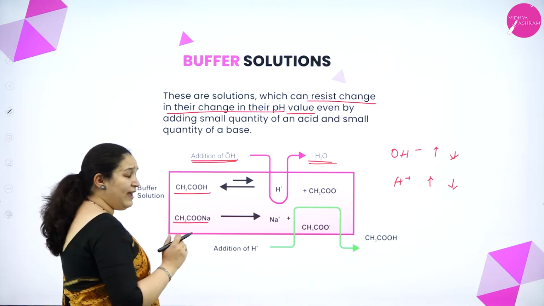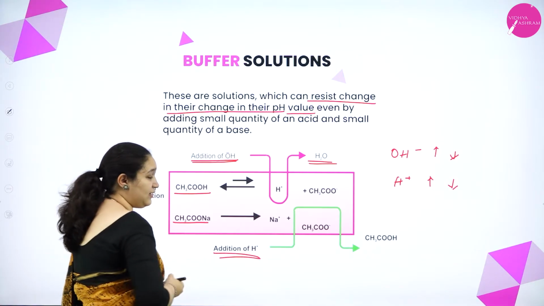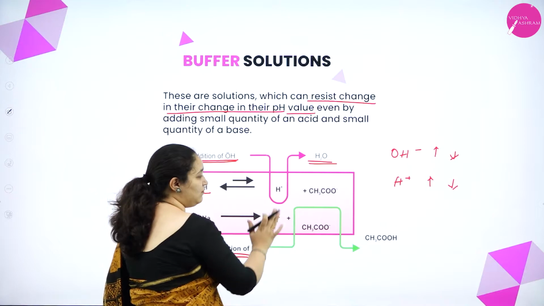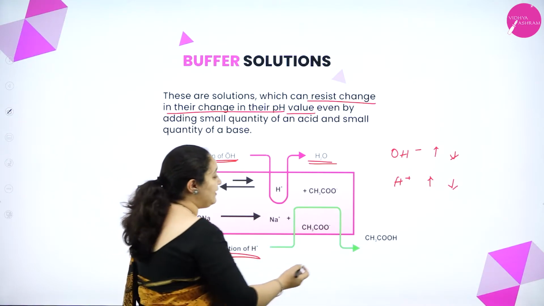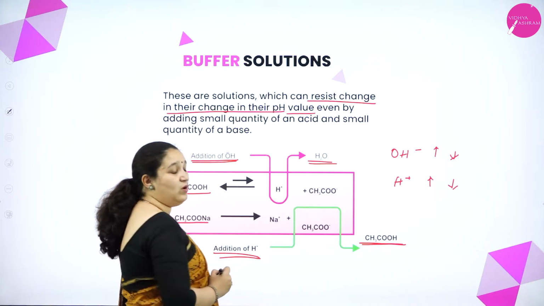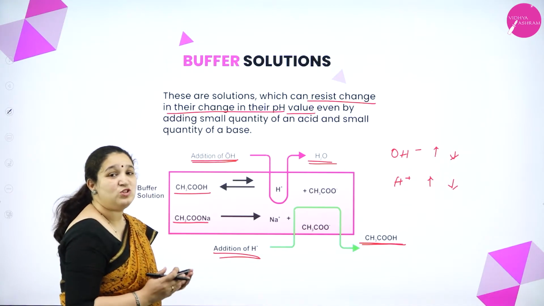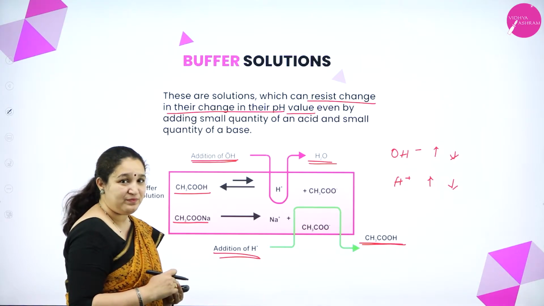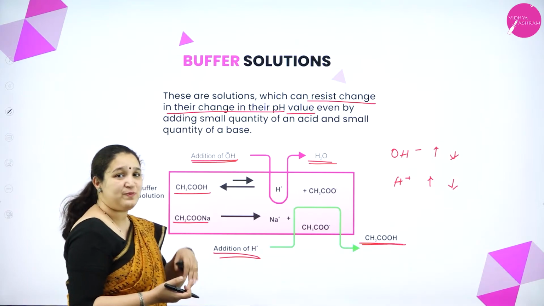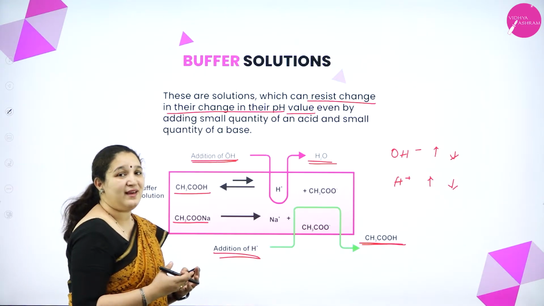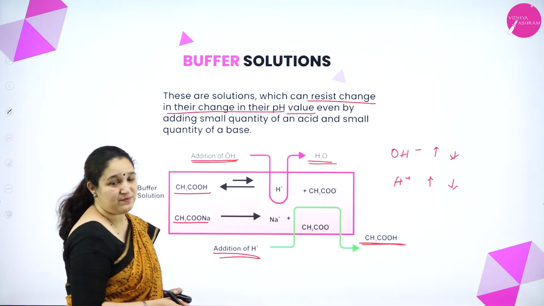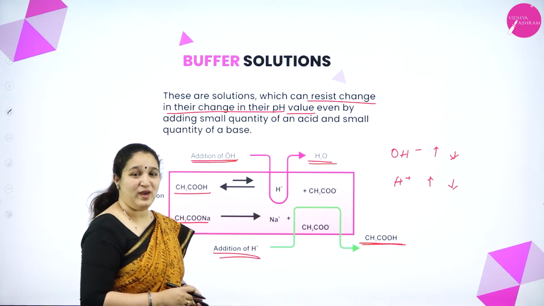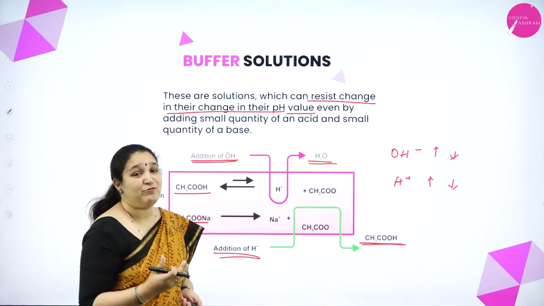Similarly, if I add an acid which contains H plus ion, the H plus ion reacts with CH3COO minus which is there in this buffer solution and gets converted to CH3COOH. Thus, there is no change in pH because the OH minus ion you added is not there in the solution, nor the H plus ion you have added, it got converted to something else. Thus, these solutions can resist the change in pH. So that's about the buffer action.